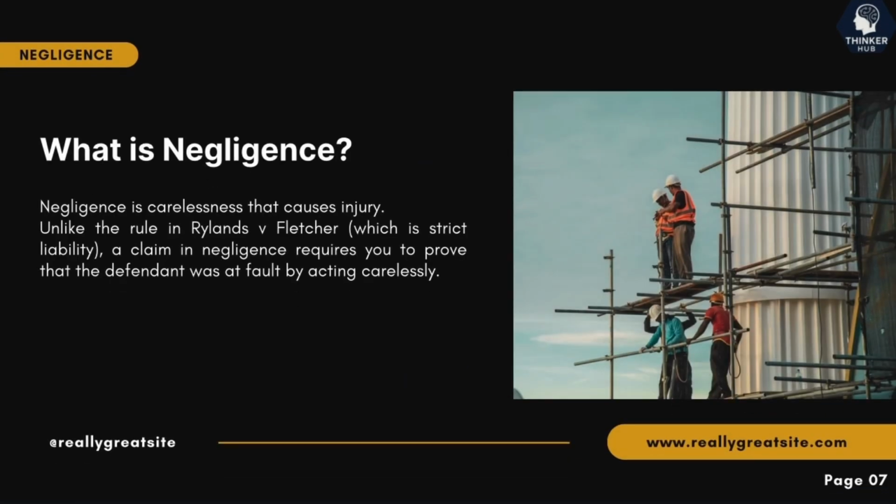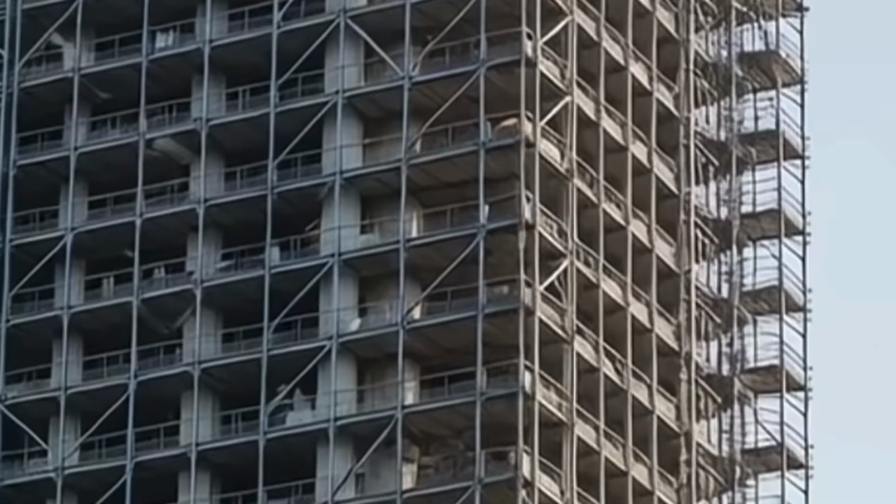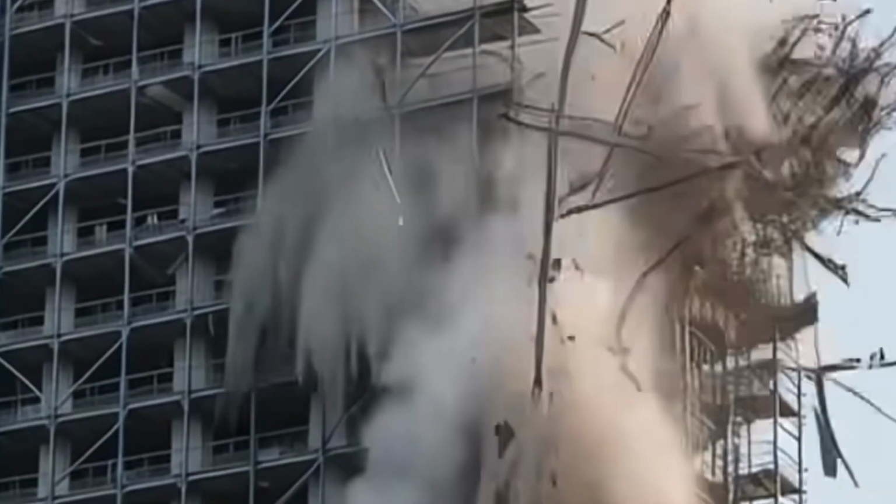Next, we have the tort of negligence. What is negligence? Unlike strict liability, a claim in negligence requires you to prove that the defendant was at fault by acting carelessly. There are three essential elements: first, duty of care. Secondly, breach of duty. And lastly, damage caused.